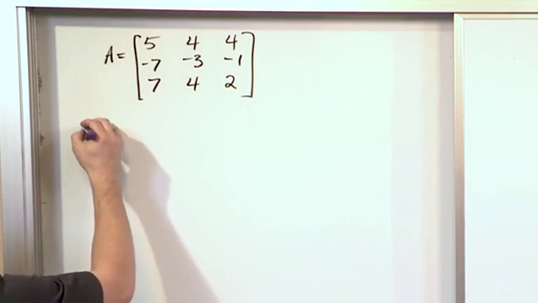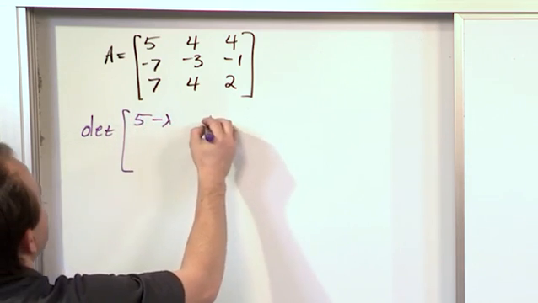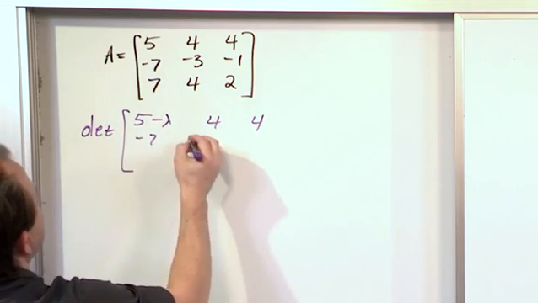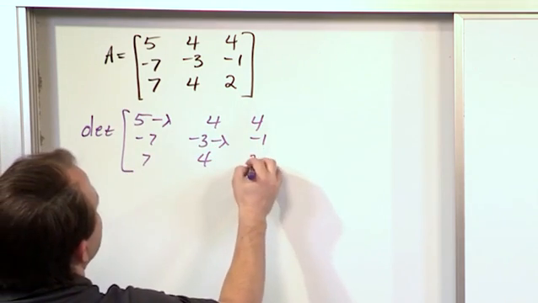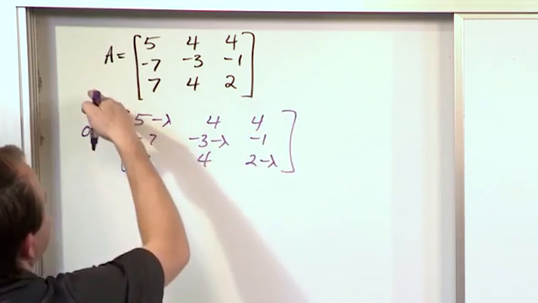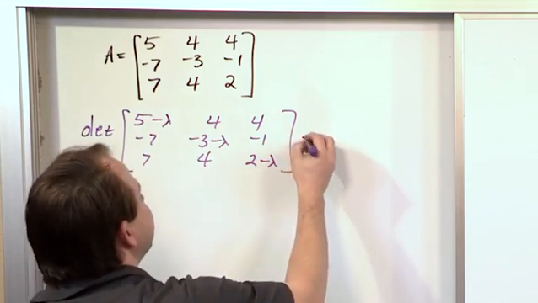So what you do is you take the determinant of the characteristic matrix: 5 minus lambda, 4, 4, negative 7, negative 3 minus lambda, negative 1, 7, 4, 2 minus lambda. So same thing, different day. You just take the minus lambdas on the diagonal and you're setting this determinant equal to 0.